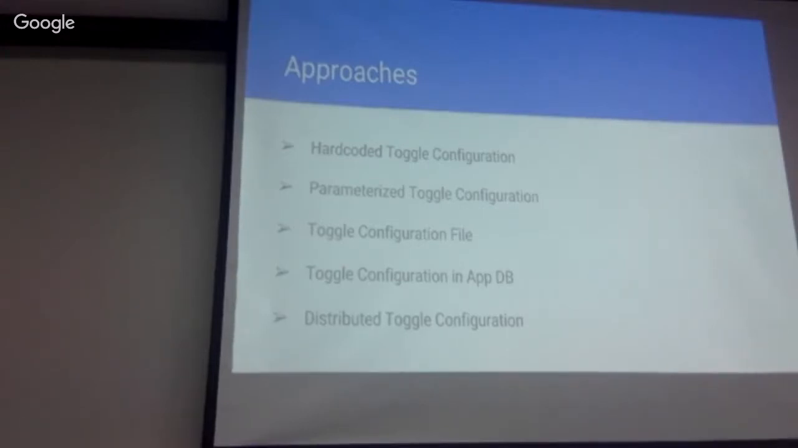Whereas a more sophisticated or better way is to parameterize the toggle configuration. So how do we parameterize it? Using things like command line arguments or environment variables, we could change the toggle state. For example, when we have deployed a particular jar and we want to start the service, we could change the command line arguments, and then restarting the service will give a different behavior. Parameterization is one option.